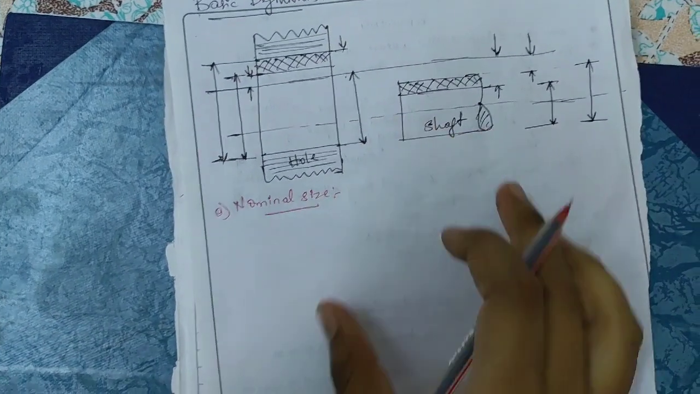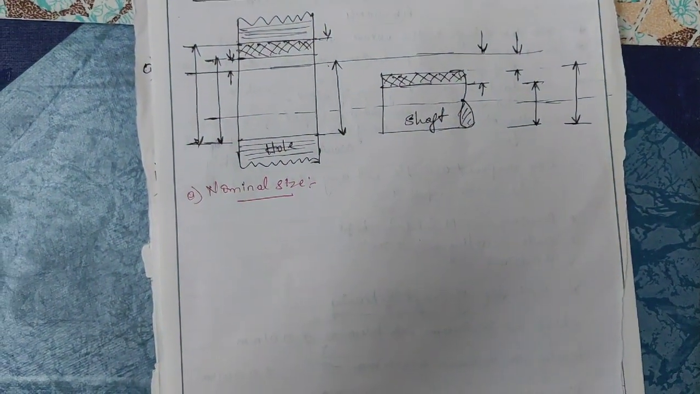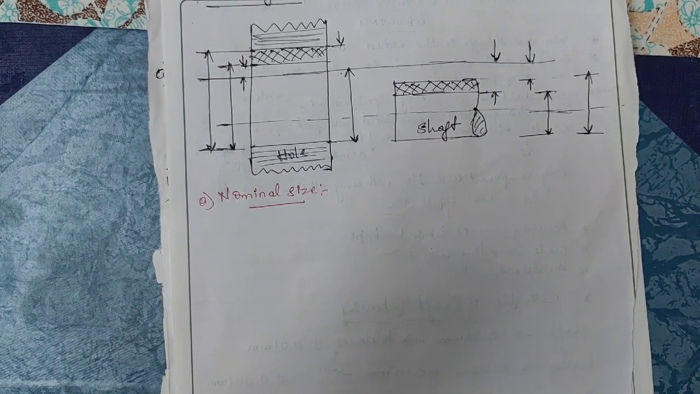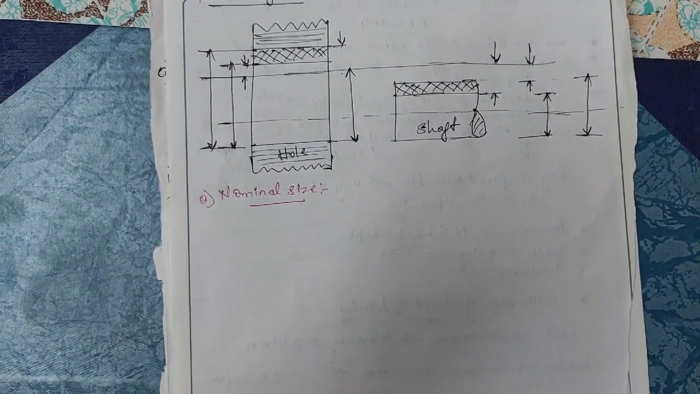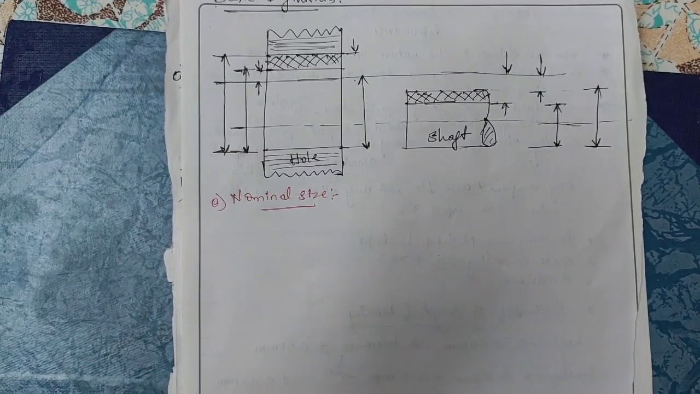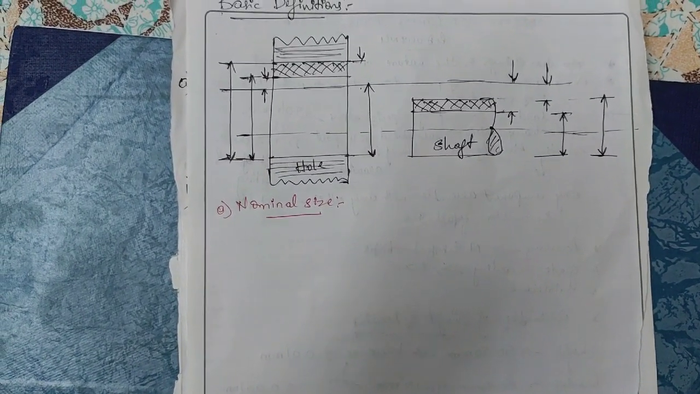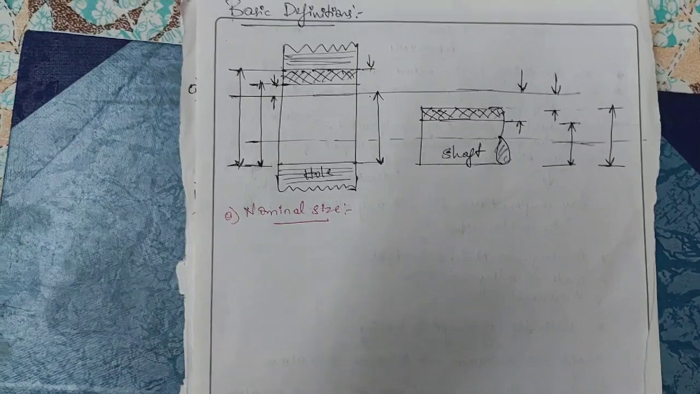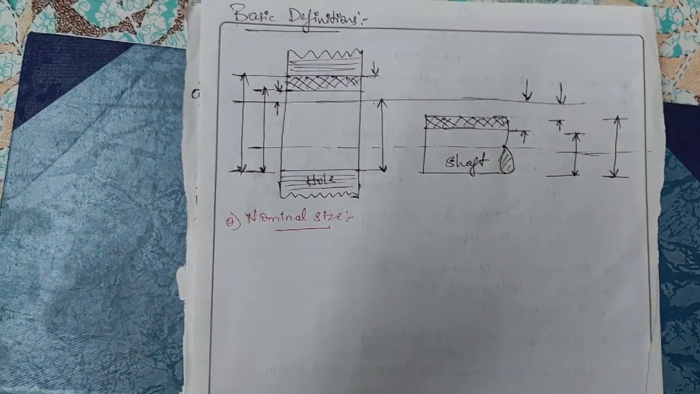Nominal size is used for the purpose of identification of the component, and it is the size by which it is specified in the drawing as a matter of convenience. As a matter of convenience, it is a size which is specified in the drawing.